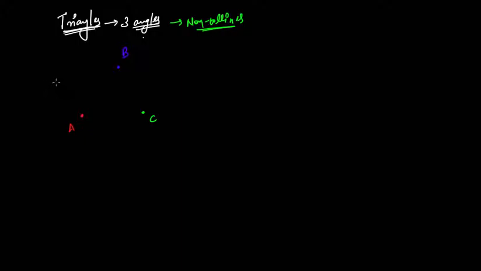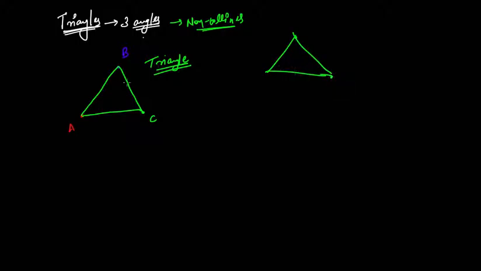Now what I'll do, I will join them, right? Let us join A to B, B to C, and C to A. This structure that you can see here is nothing but a triangle. This is what we'll be studying. Now there are many types of triangles, a lot of things that we are going to study. But let us start from very basic. So now you know how a triangle is formed. You take any three non-collinear points, join them, you get a triangle, right?